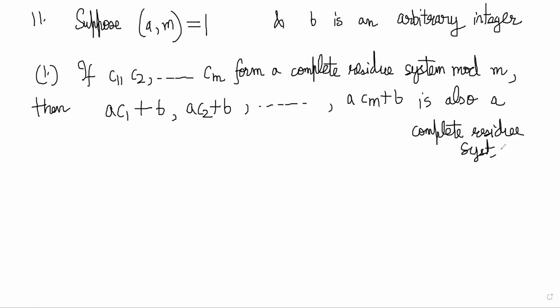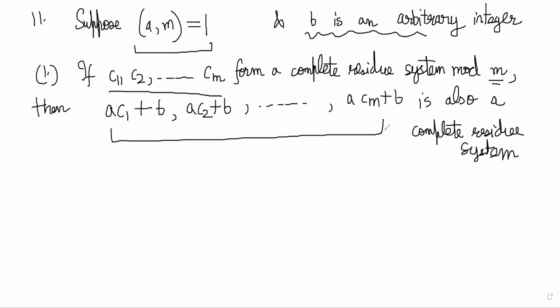So what is this? Basically, C1, C2, ..., Cm are all the possible remainders when you divide something by m. So it's a complete residue system. And if you have a number a which is co-prime with m and b can be any number, then if you multiply with a, C1 and add b, aC2 plus b, and so on, this still forms a complete residue system. This also covers all the possible remainders when you divide it mod m.